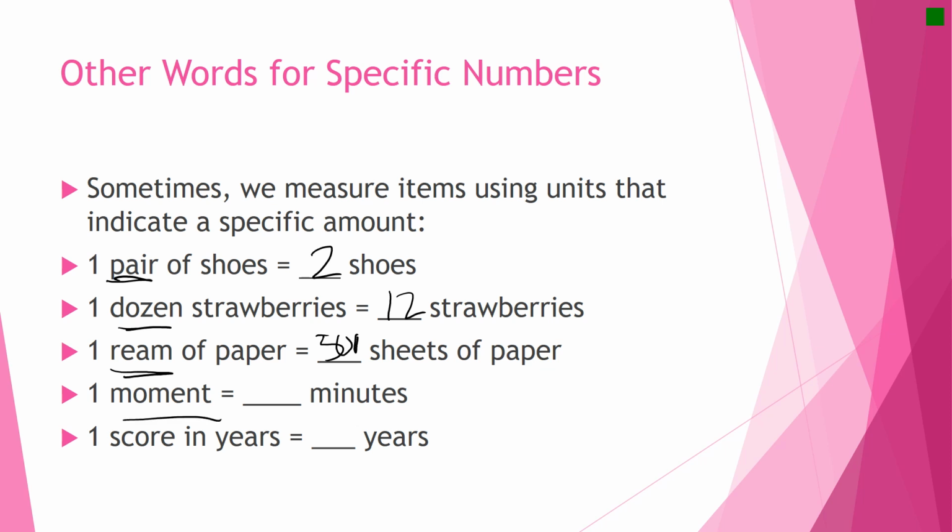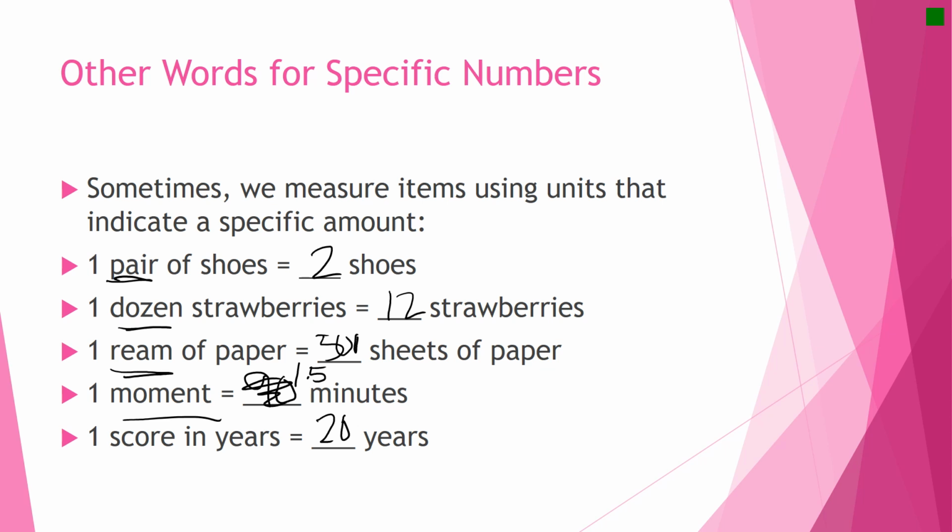1 moment is actually equivalent to not 90 minutes, it's 90 seconds. 1.5 minutes, but you never knew that one. A moment in time is 1.5 minutes long. And a score of years is 20 years. So when Abe Lincoln said 4 score and 7 years ago, he was talking about 87 years ago because there's 4 scores, so that's 80 and 7 years. So notice that we use this in every single one of our common language.